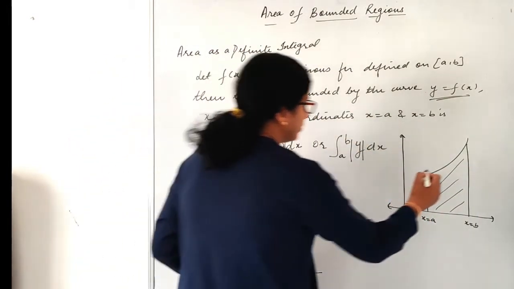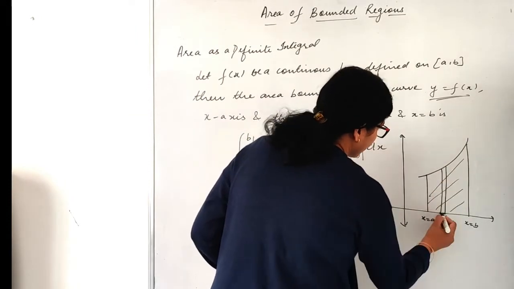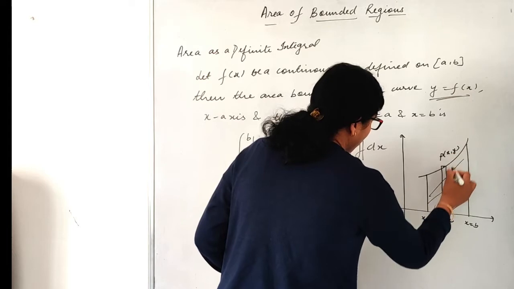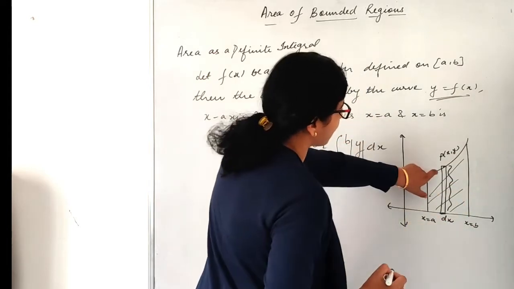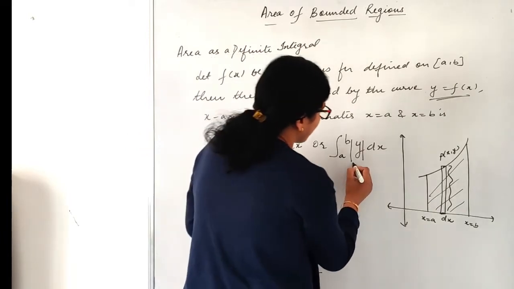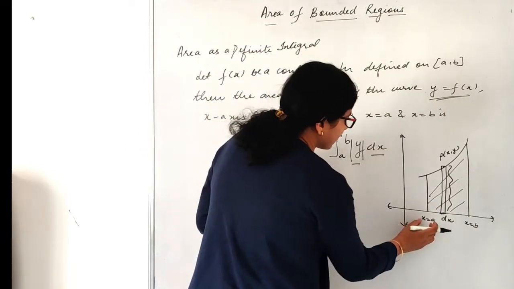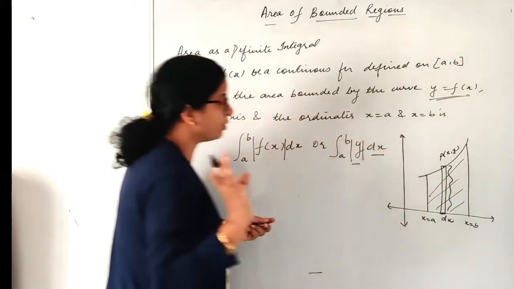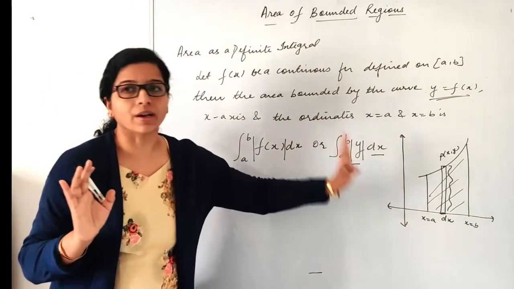So what I am going to do is take a small thin strip. The width of this is dx. This is any variable point P(x, y). So what will be the length of this rectangle? y, right? So that's when my formula becomes y dx. And this strip is varying from x = a to x = b. So this is the required area.